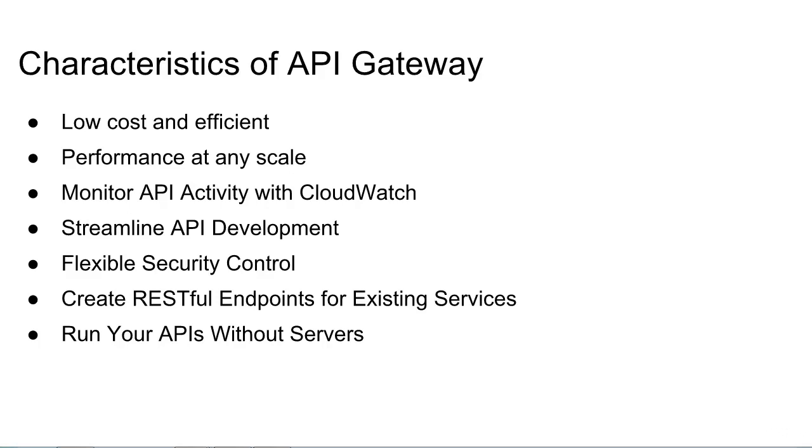So with Amazon API Gateway, you create REST APIs that your mobile and web applications can use to call publicly available AWS services through your code running in AWS Lambda. And then AWS Lambda runs your code on a highly available compute infrastructure and performs the heavy lifting and administration of your compute resources. So these are some of the characteristics of API Gateway.